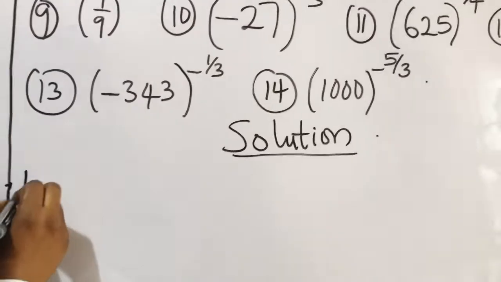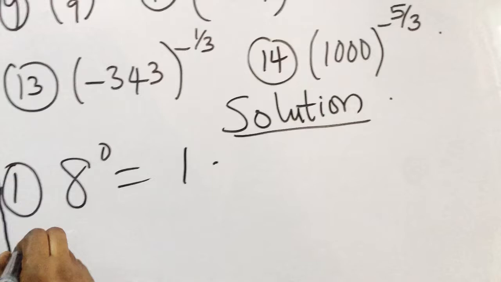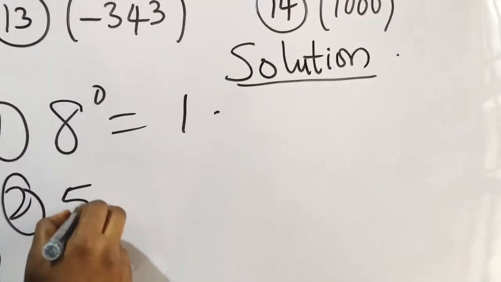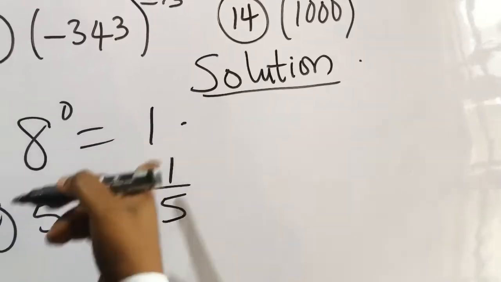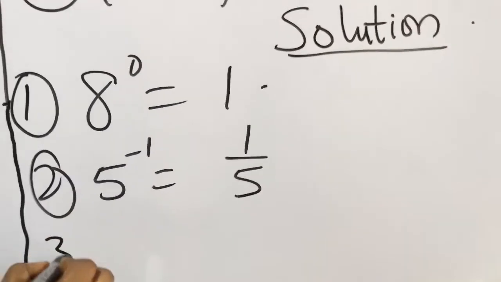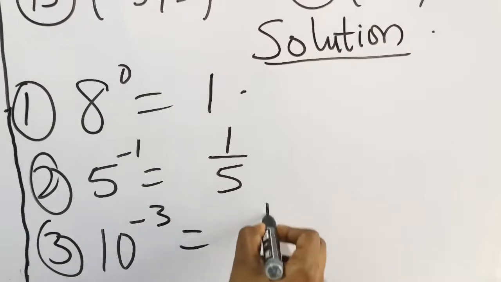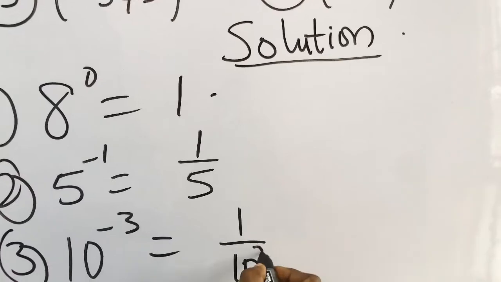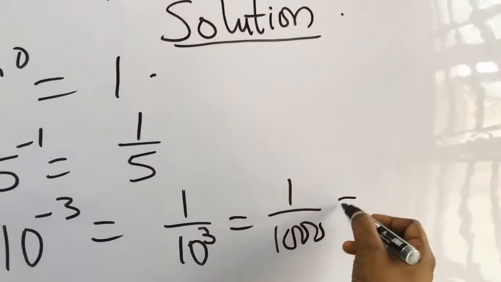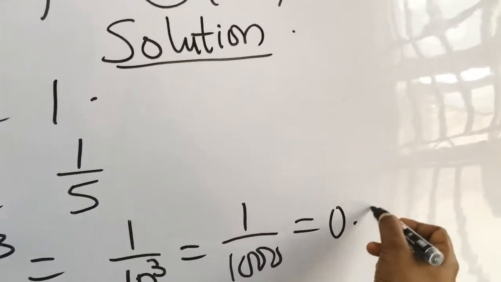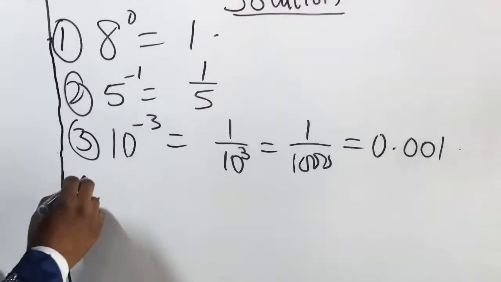So solution number 1. Any number raised to the power of 0 is equal to 1. 2. 5 raised to the power of minus 1 will be equal to 1 over 5. You know, it's like the reciprocal of that base. 3. 10 raised to the power of minus 3 will be equal to 1 over 10 raised to the power of 3, which is equal to 1 over 1000. And you can say that it's the same thing as 0.001. Number 4.